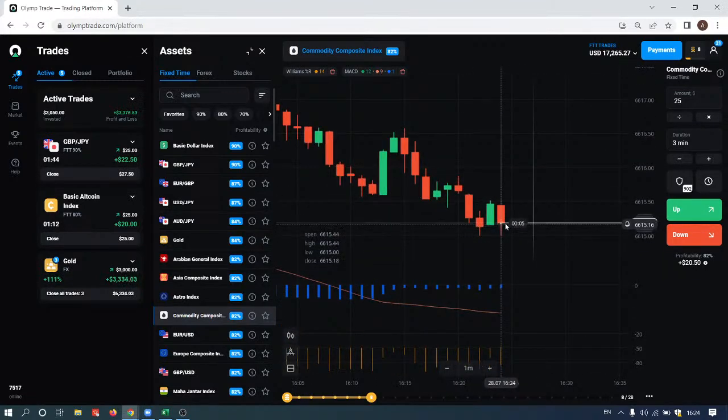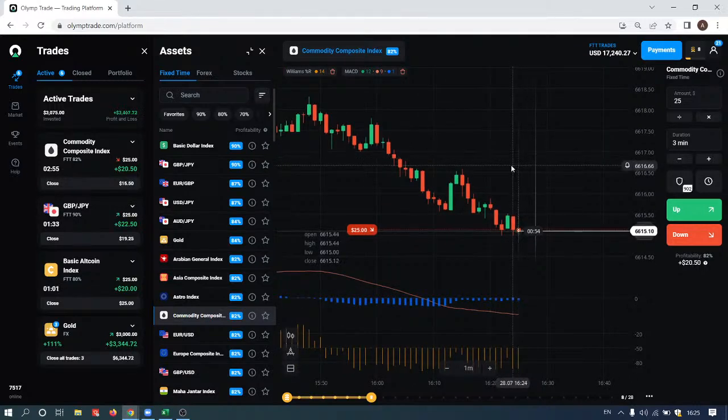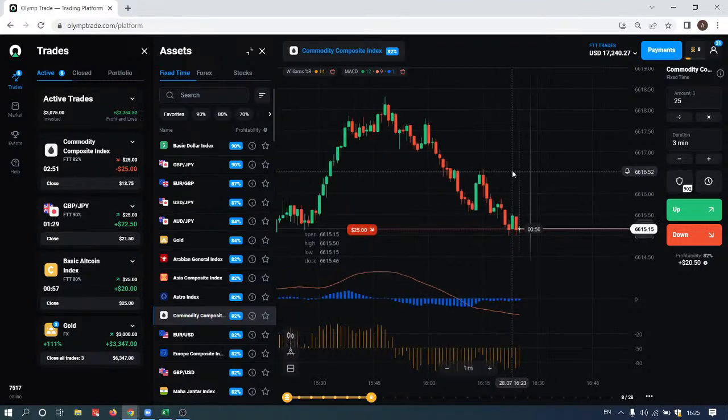Okay, guys, I think we should give it another try on commodity composite index. So let's give it a try. We have 2 layers of confirmation and a profitable trade. Perfect recipe for another trade on this asset. Let's keep our fingers crossed.